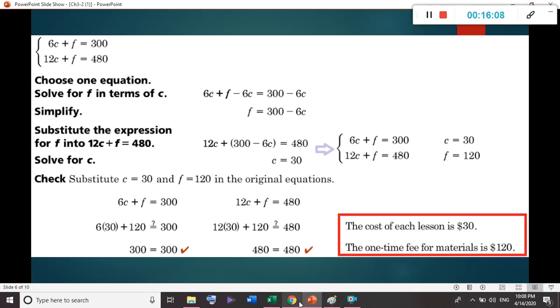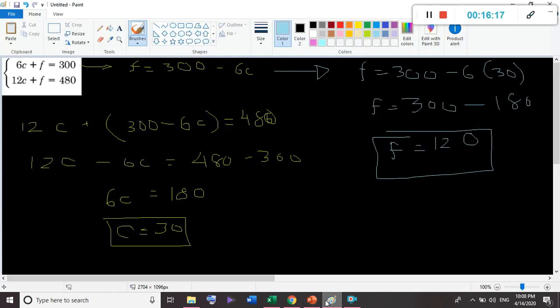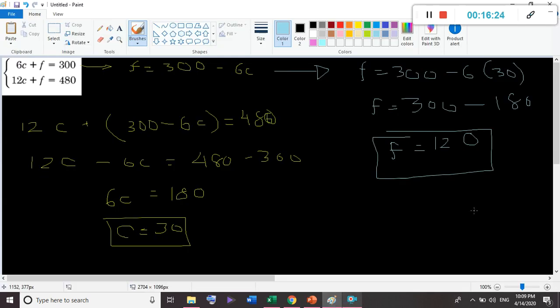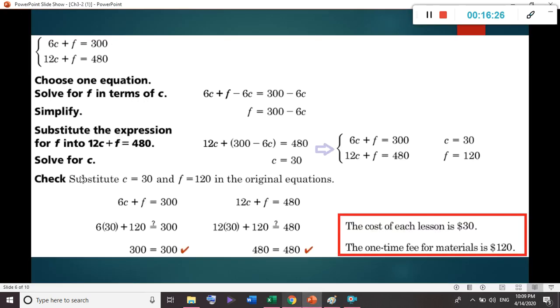Let's check our answers. Okay, they did the same thing as we did here. They substituted 300 minus 6C over here, and C equals 30 as we got. That's right. And then they substituted C into F, which gives us F equals 120 as we got. Now here they substituted for checking, and they got that it's correct for both equations. So the cost of each lesson is $30, and the one-time fee for the material is $120.